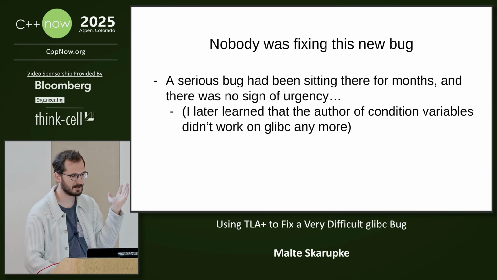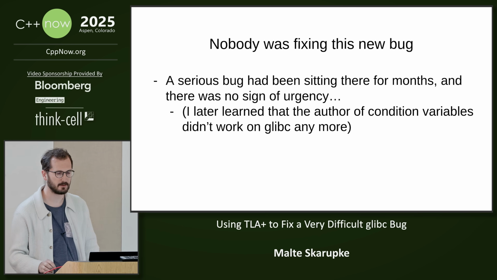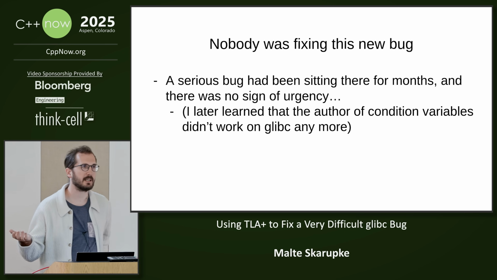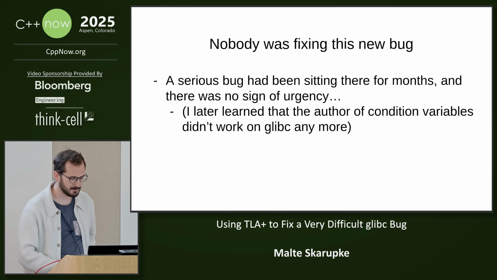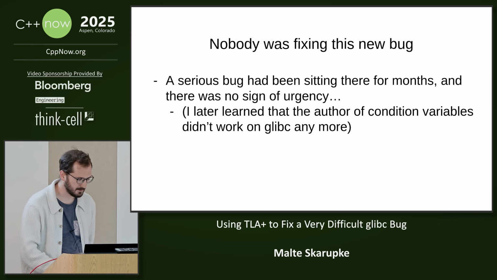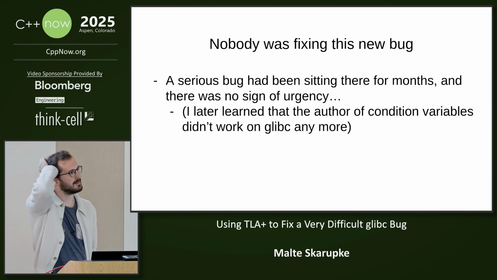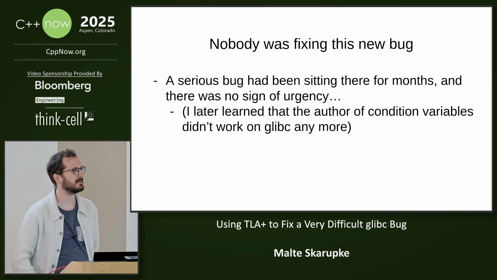I later learned that the person who wrote this code wasn't working on condition variables, wasn't working on glibc anymore. So I think there was a bit of a lack of understanding of the code from everyone's side. But I think the expectation is they're not going to fix it anyhow. Because that really hit us where I was working. And I was like, well, aren't they going to fix it? They're not going to fix that.